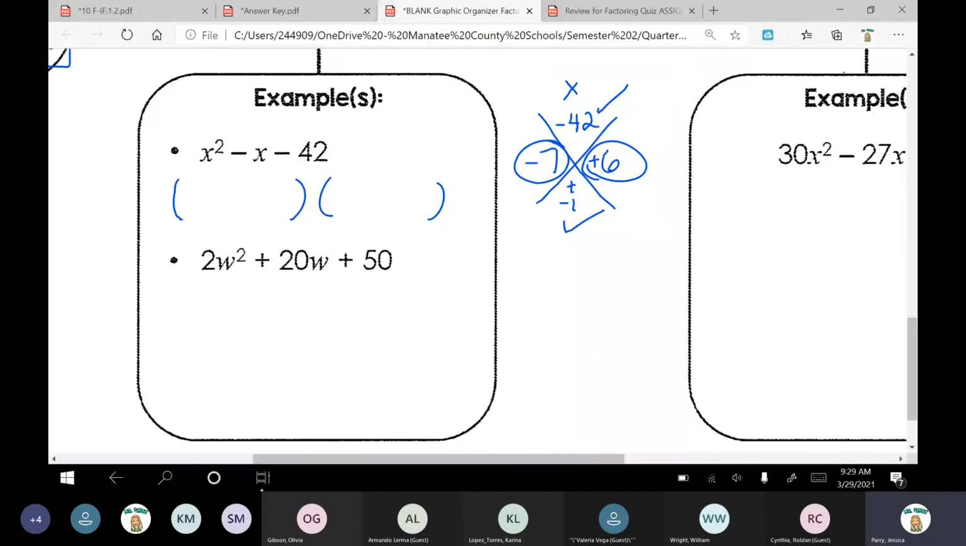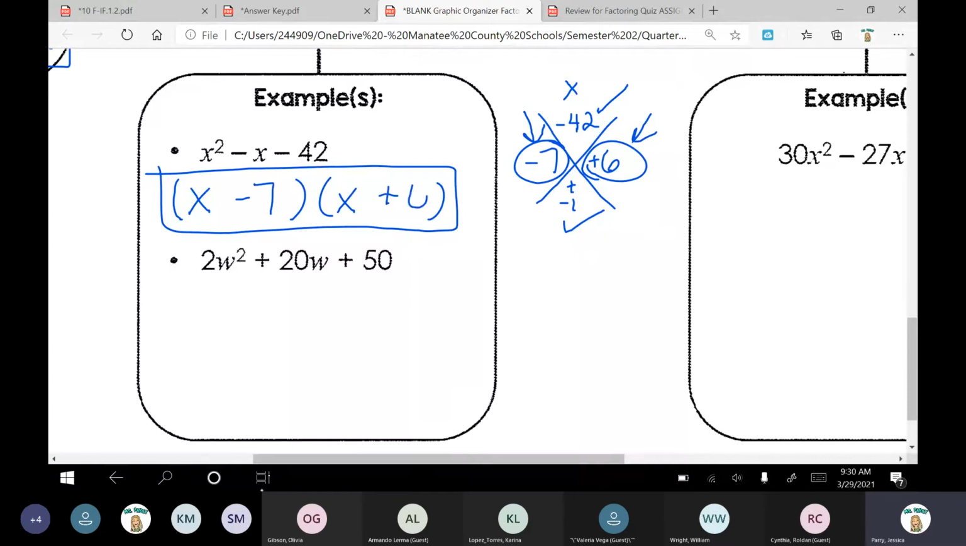Okay. When we're writing out our final answer, the first spot you want to have is a variable. They told us the variable that we're using here is x. So here's an x, here's an x. Then I'm going to take these two numbers, the negative 7 and the positive 6, and just plug them in anywhere, it doesn't matter. So here's my negative 7, here's the positive 6, and that is it. That's your final answer. You can FOIL it out, check your work, and then you're done. Okay, so that's the first one.